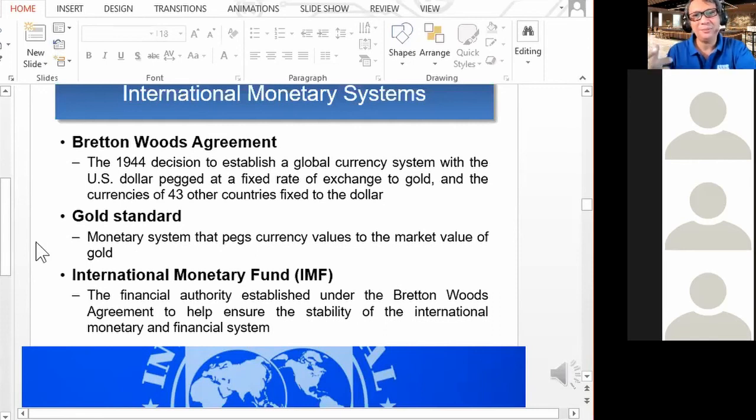Okay. So the Bretton Woods Agreement established the International Monetary Fund. It also established the World Bank. Okay. The International Monetary Fund is the financial authority that helps ensure the stability of exchange rate, the monetary system, and the financial system. They also lend money to countries.